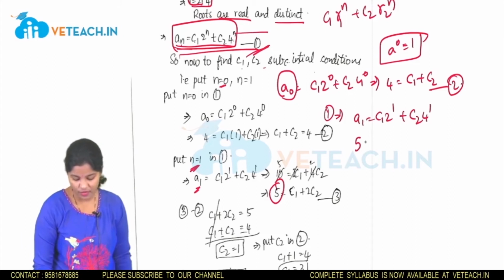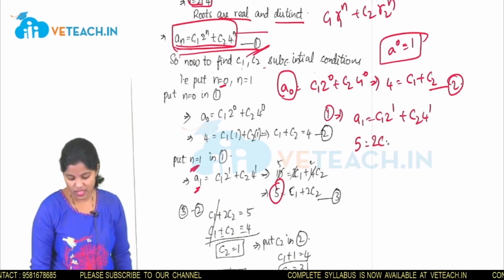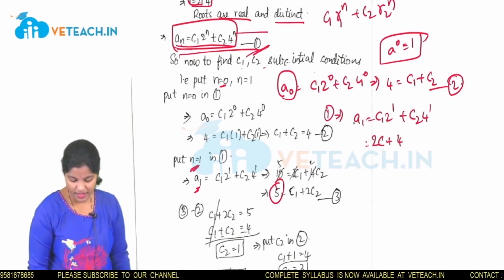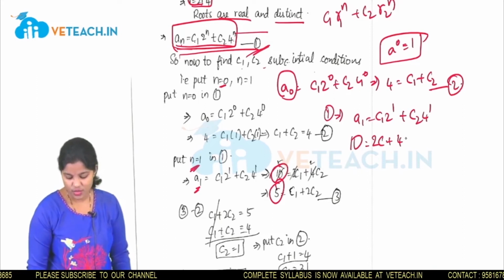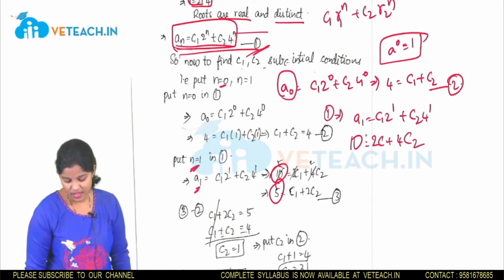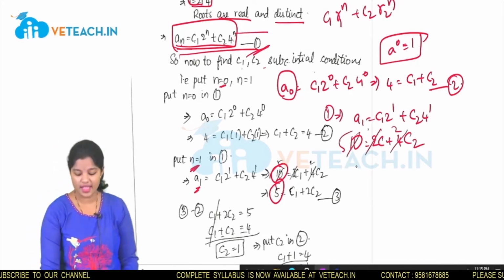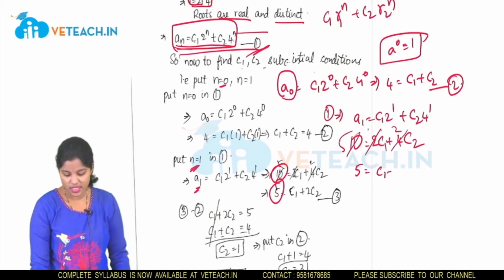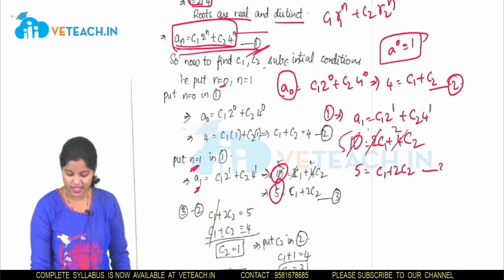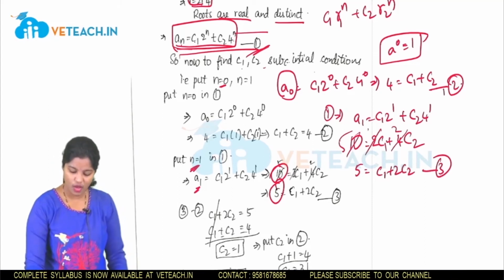What is our A1 value? 5 is equal to 2C1 plus 4C2. Here 2 is common for everything, so I am taking 2 common and it gets cancelled. 5 is equal to C1 plus 2C2. This is the third equation. Now solve 2 and 3.